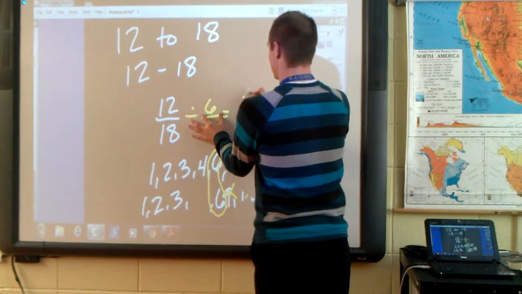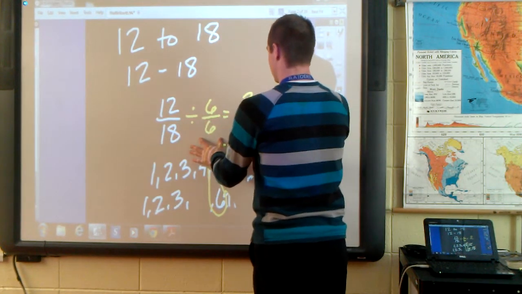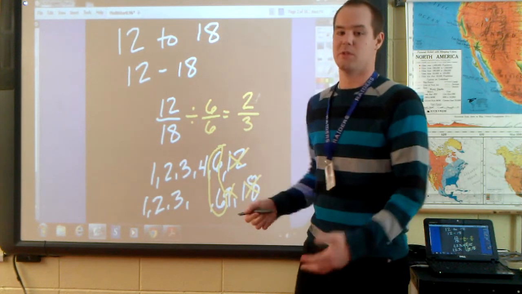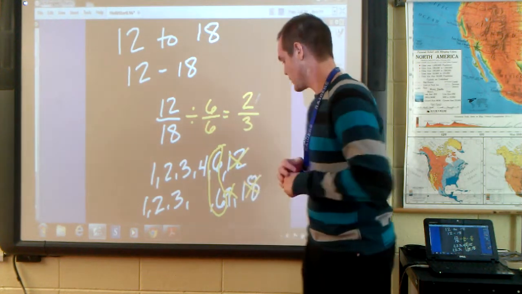I divide both terms by 6. 12 divided by 6 is 2. 18 divided by 6 is 3. And I find that the ratio of boys to girls is now 2 to 3. And again, it's just a reduced fraction.